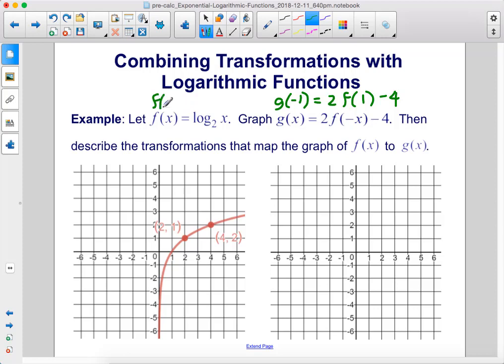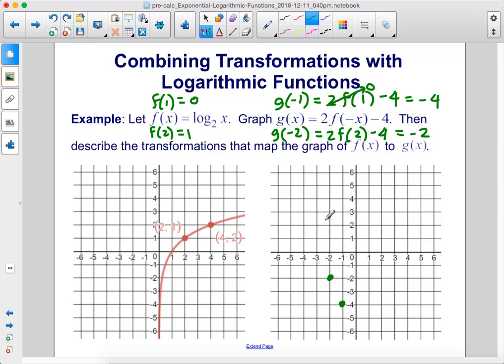So what is f of 1? Let's go over here and look. At 1, it equals 0. So this becomes 0, and our answer is negative 4. So at negative 1, we have a value of negative 4. What about when x is negative 2? So at negative 2, we will have 2 times f of negative negative 2, which is positive 2, minus 4. F of 2, let's look over here, and that is 1. So we have 2 times 1, which is 2, minus 4 gives us negative 2. So at negative 2, negative 2.